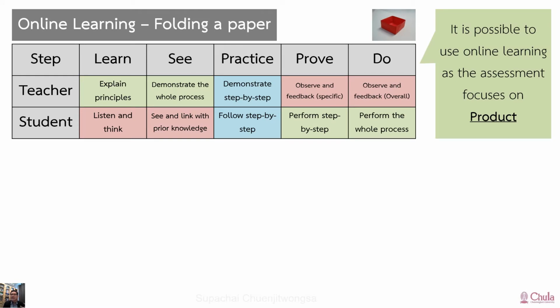Let's have a look at how the 5-step clinical teaching model can be applied for online teaching and learning. For example, if you want to teach students how to make an origami, students can learn from what you explain: this is origami, this is how you make this kind of shape. And then students see you fold step by step, and then students can practice by themselves at home by folding the paper step by step following you, and then they can do it by themselves, and they show the final result. Because we focus on the final product, online teaching and learning is possible to be used for teaching something like this because we only focus on the product.